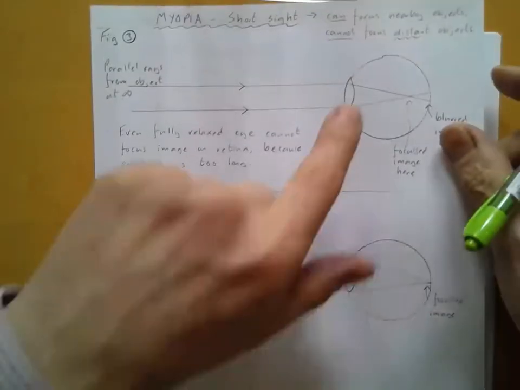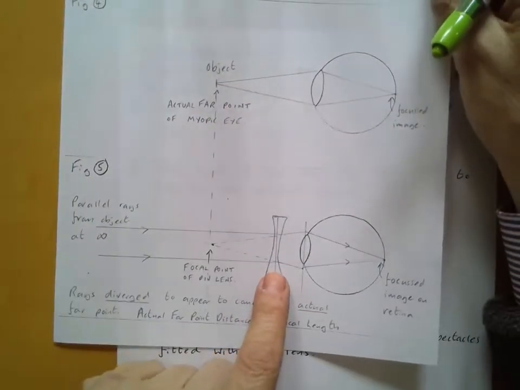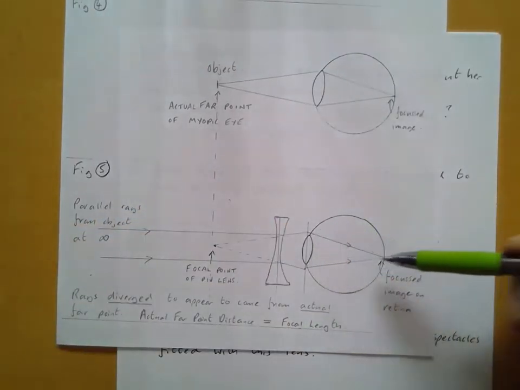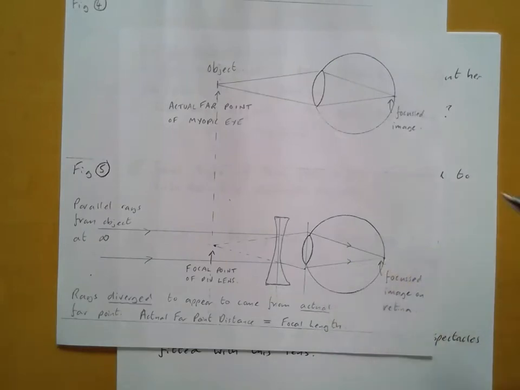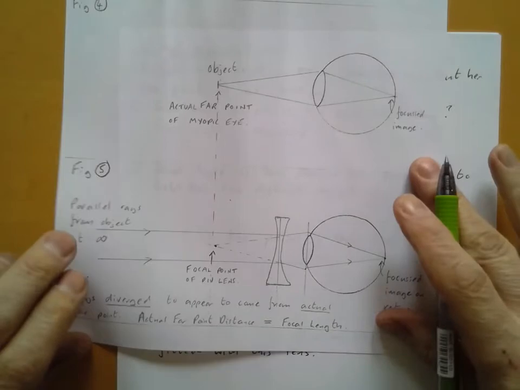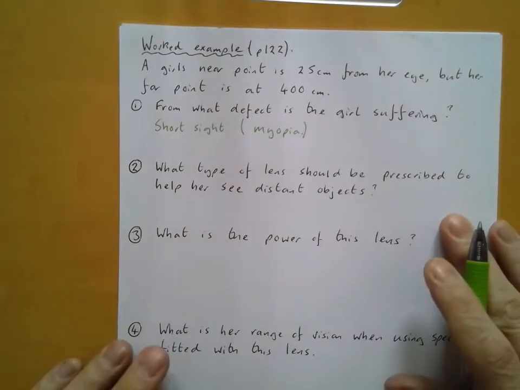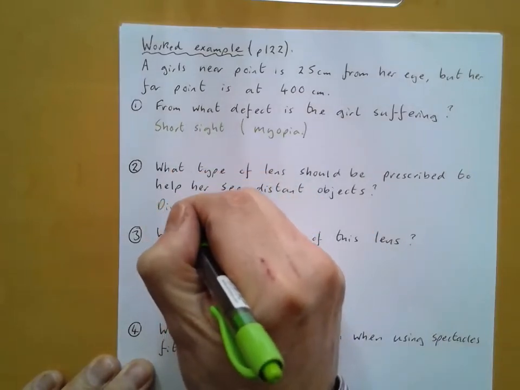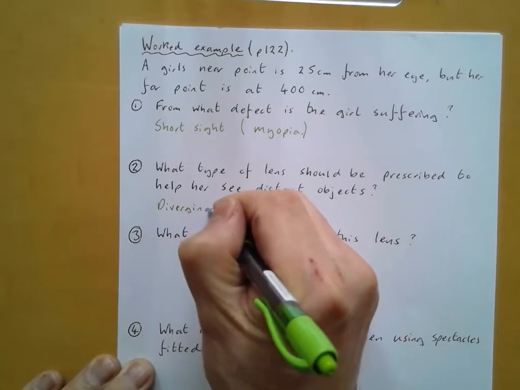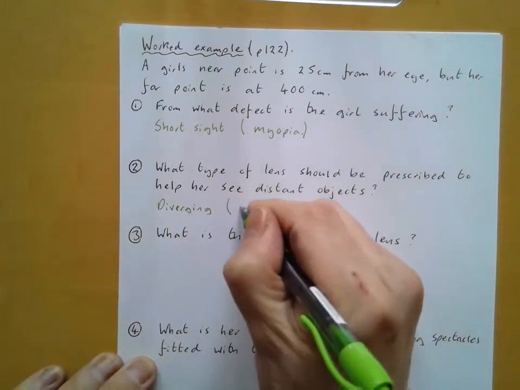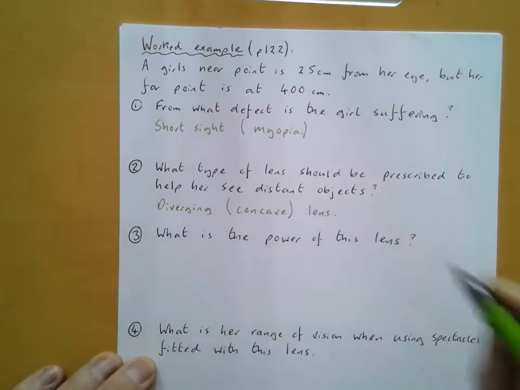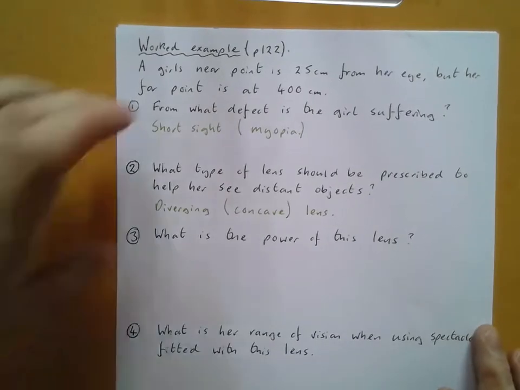Now, how do you fix it? Well, if the eye lens converges the light too much, what you need is a diverging lens to diverge the rays a little bit so that they actually meet up on the retina. So you need a diverging lens to correct it. So what type of lens? She needs a diverging, or concave, if you prefer, lens. Either will do for the mark. Okay, so far so good.